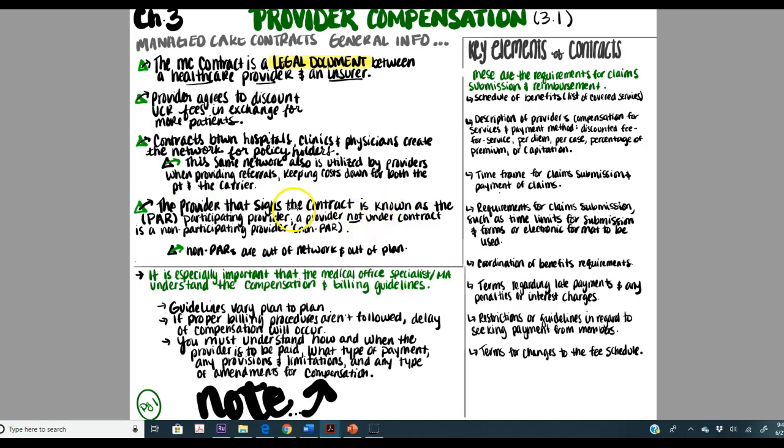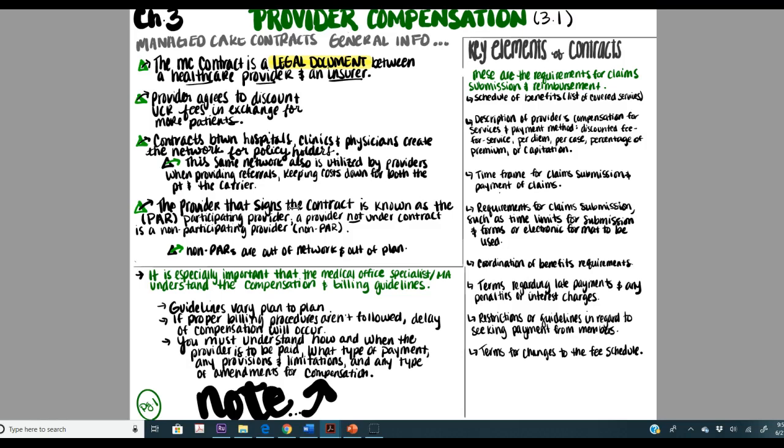If you're wondering why it's important to know these things, it is especially important that you, as the medical assistant in our case, or the medical office specialist, or the biller, whoever it is that is handling the billing and compensation for the office, needs to understand the compensation and billing guidelines. These guidelines will often vary plan to plan. If the proper billing procedures aren't followed, it will delay the compensation for the provider, and that ultimately delays the income for the office. So that is a big deal.